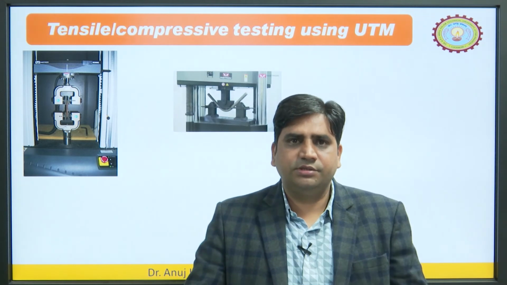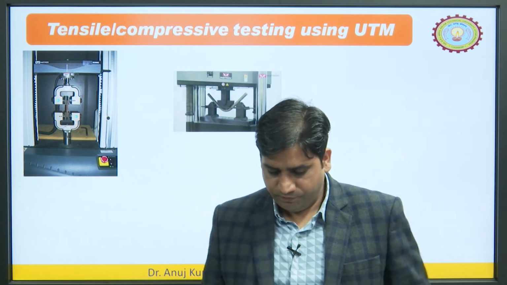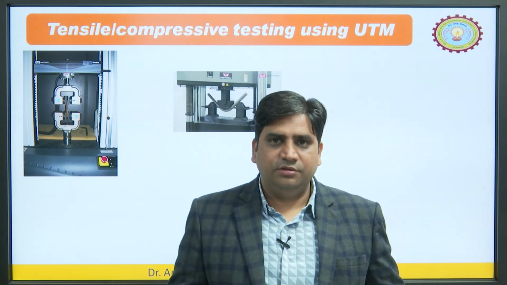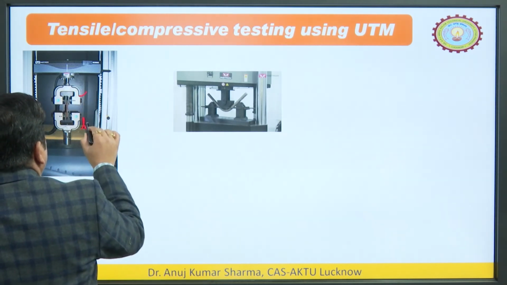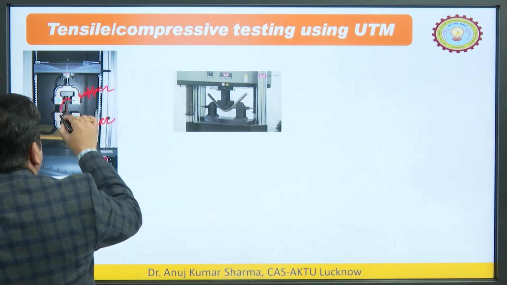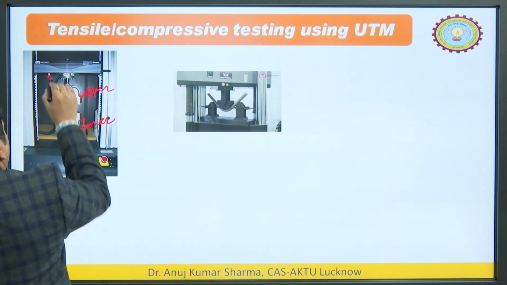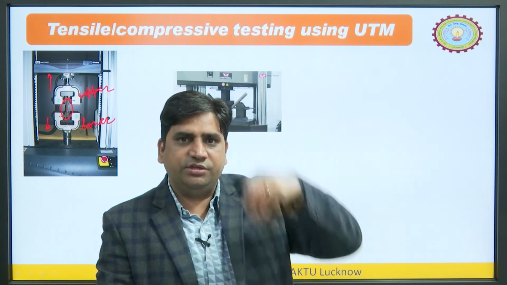Also, we will discuss in the third lecture the compressive testing using the UTM machine. I will try to explain this. UTM means universal testing machine, in which you can stretch the element. This is the upper jaw, this is the lower jaw. In between, the specimen is being held tight, and we apply a pull force here and here. So, this machine will try to pull or stretch this object.